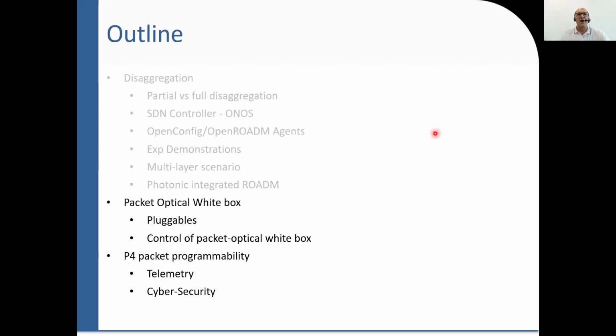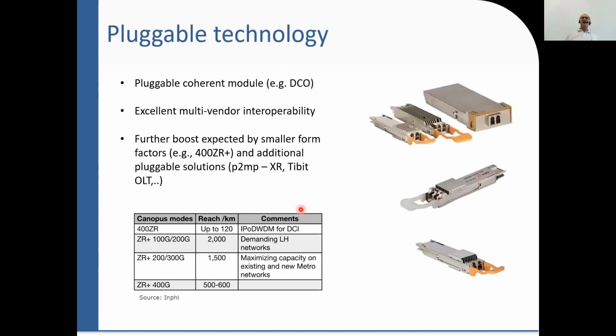Okay, so now I'm going to provide an overview of our activities in the field of packet optical white boxes. The key idea is that in the last years we have seen an extremely relevant evolution of the pluggable technologies. We moved from transponders that were very large to solutions that are nowadays pluggable modules. You can then plug these modules in a transponder box, which can host many of these pluggables, but you can also think about coherent pluggable modules being placed in a packet switched box like an Ethernet switch.